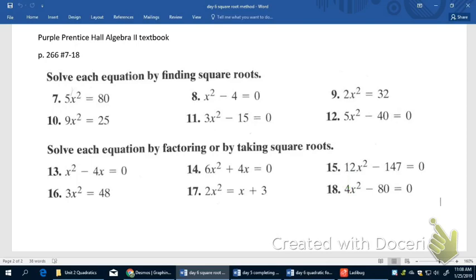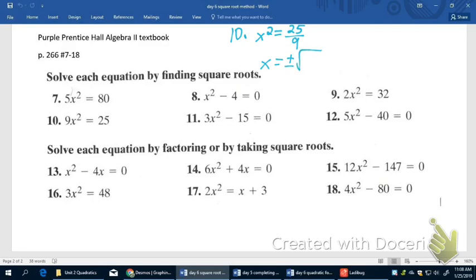Now, I am going to do an additional example of number 10 here, and I'm going to pick that up right up here on the very top. So on number 10, you're going to end up with a fraction, but it's no big deal. Go ahead and divide by 9 on both sides. So if I divide by 9, x squared would equal 25 divided by 9. And now go ahead and plus or minus the square root to solve for x.